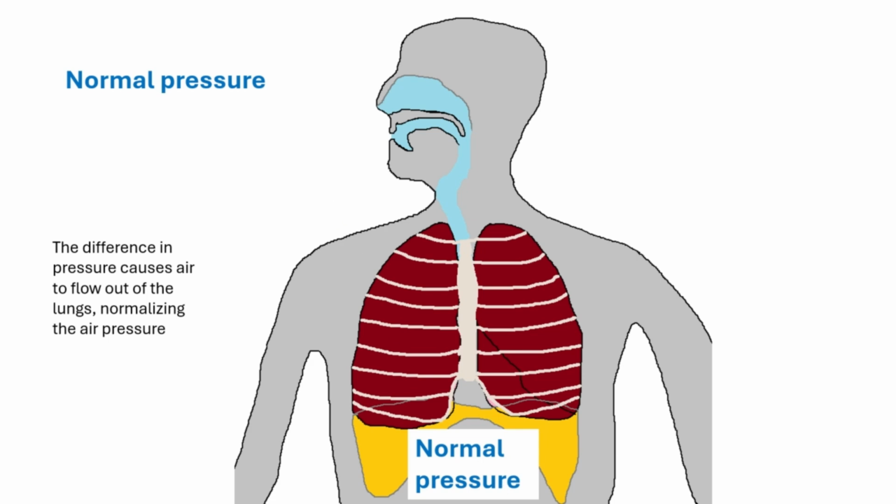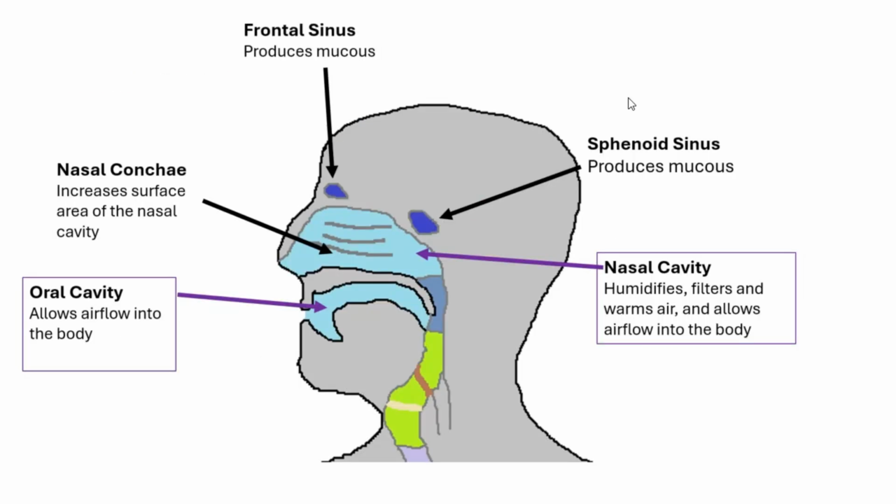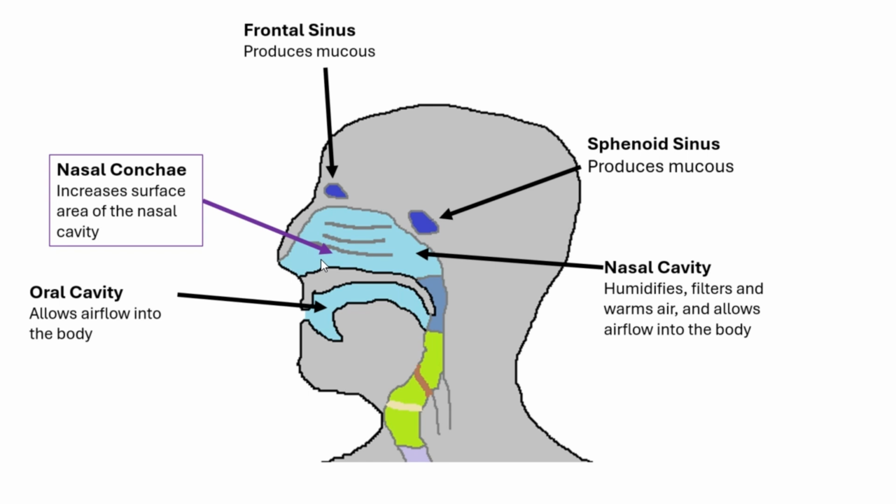Now let's go into more detail on the different parts of the respiratory system. The respiratory system starts with the nasal and oral cavities. Both allow airflow into the body, but the nasal cavity does a better job at filtering and warming the air first. In the nasal cavity, there are nasal conchae. These are bony grooves that increase the surface area of the nasal cavity, which allows better warming and humidification of the air.